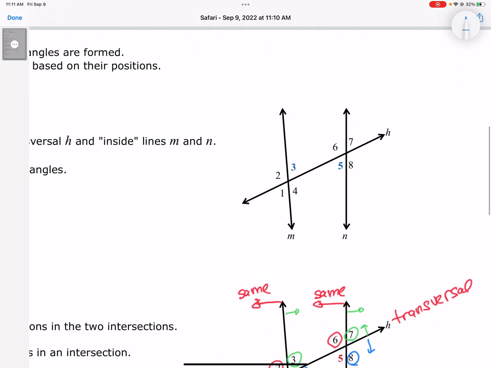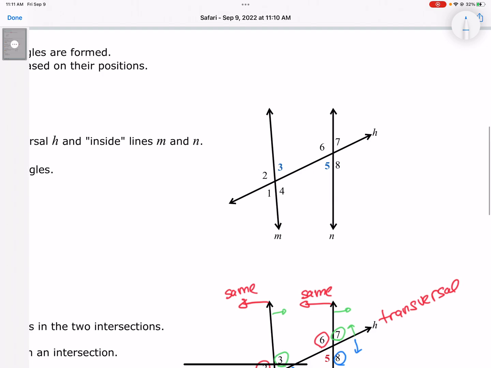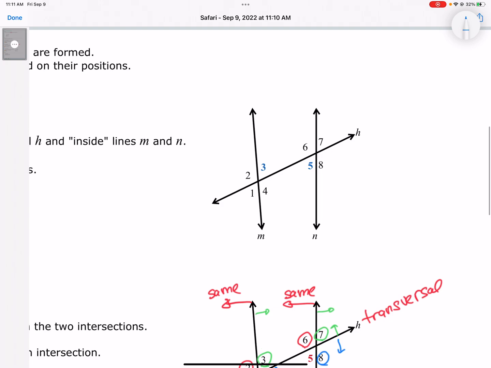Okay, alternate interior angles. So now, this was corresponding, which was the same side. Alternate has to do with the transversal. So alternate of the transversal means on one side. If one's above the transversal, the other's below the transversal. Interior, well, this is on the interior of the pair of lines that the transversal is cutting.